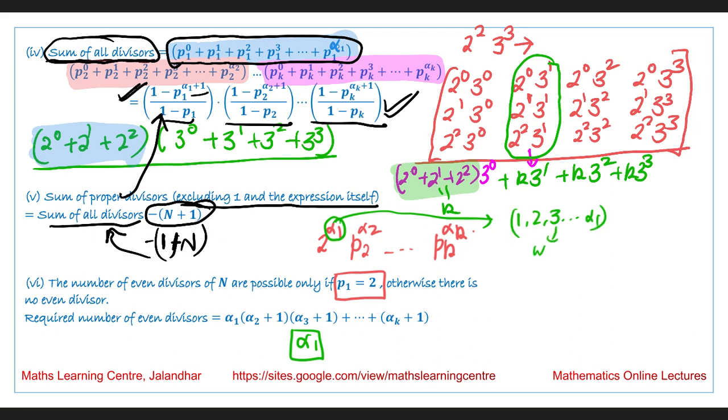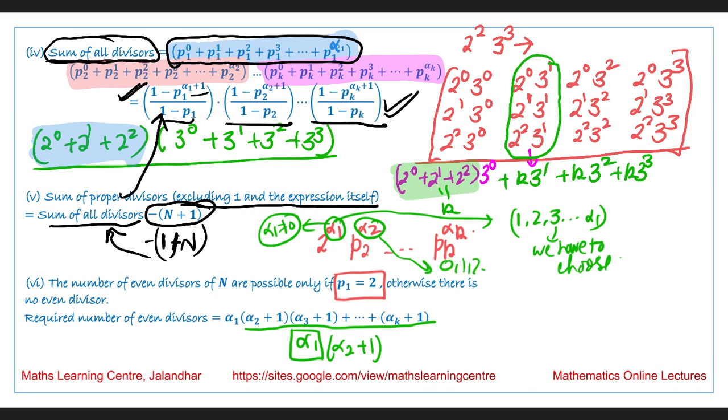From these numbers we have to choose, because the number is to be even. It means that the value of alpha 1 we cannot choose equal to 0. Now for the rest of the primes we can choose any value over here. So we have alpha 2 plus 1 options, that is, the values of alpha 2 can be 0, 1, 2, so on up to alpha 2, any value we can choose. So on up to the last term, which is alpha k plus 1. And there is no plus sign between them; it is the product of all these terms. That will give us the number of even divisors of n if it has even divisors.